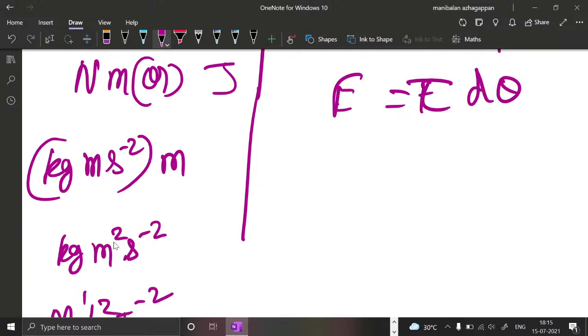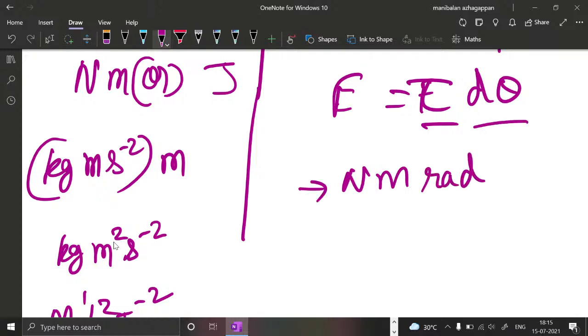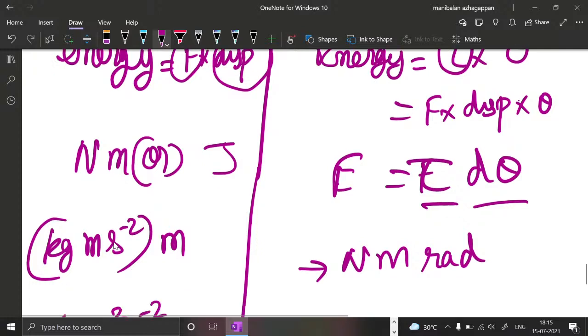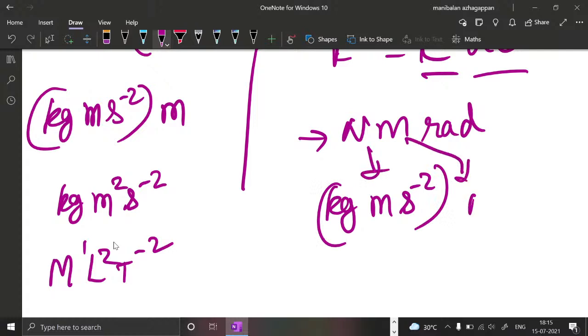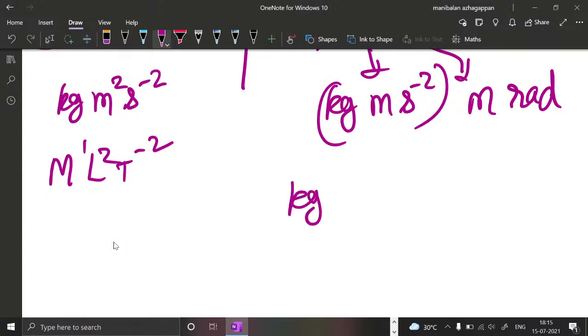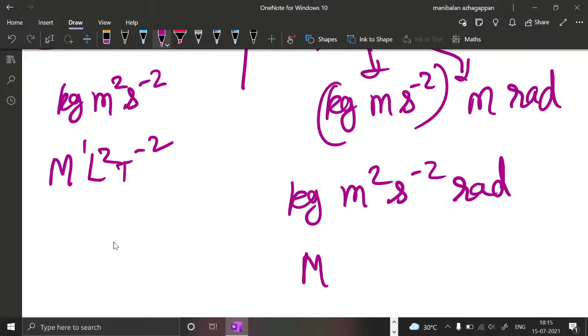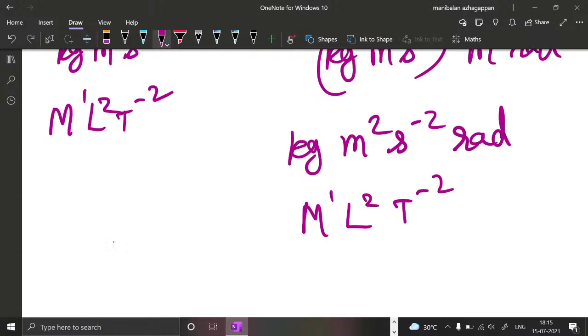Okay, now here torque is Newton meter, theta will be the radian. This is the unit of energy in rotation motion. So the same equivalent unit, kg meter second minus 2, Newton meter radian. Okay, meter we can write as meter square. So kg meter square second minus 2 radian. If you want the dimensional formula, M power 1 L power 2 T power minus 2. I got the dimensional formula for the energy in rotation motion also.